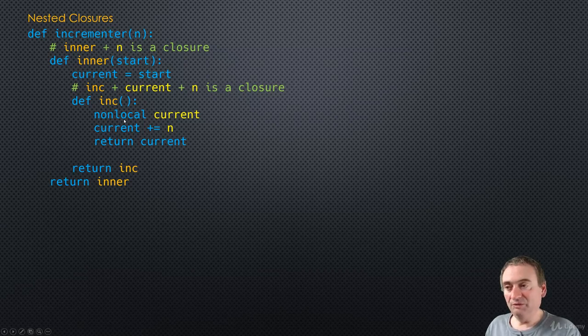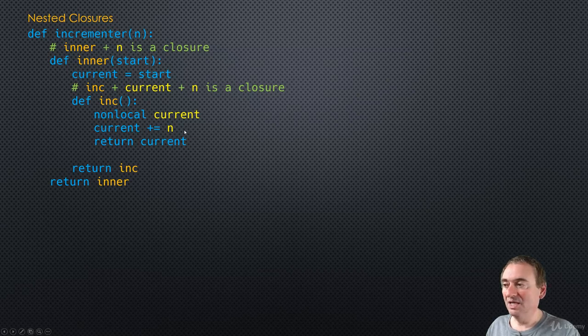So you see now we're 2 levels deep. And I say nonlocal current. Well, which current is that? Well, it's this one over here, right? So inc has a free variable current. Then I say current equals current plus n. I haven't assigned n, so Python looks at that and says, well, that's nonlocal, and therefore this is a free variable as well. So if you look at inc, right, the closure is inc with current and n.